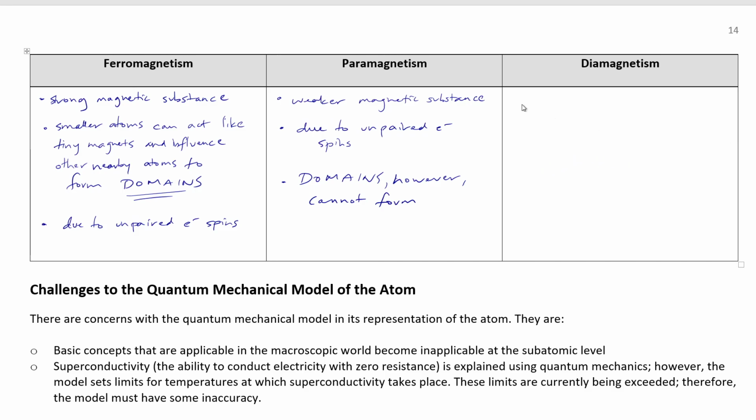Anything that is diamagnetic has no magnetic properties. All the electrons are paired. And if all electron spins are paired, well then they cancel the effect of magnetic spin.